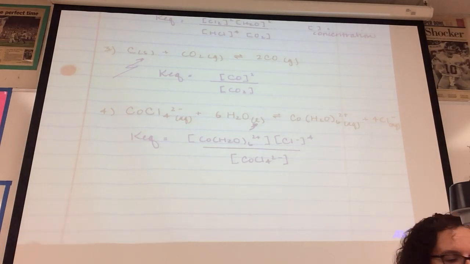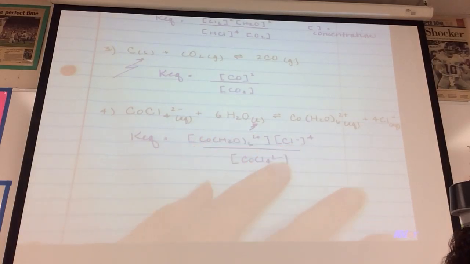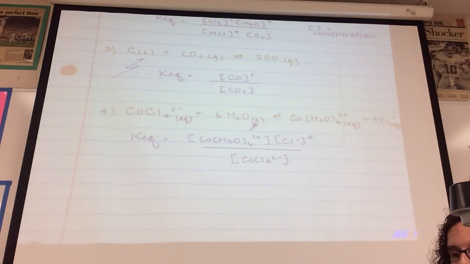All right, so you know how to write KEQ expressions, and now if given concentrations, the question will be, can you calculate the value of KEQ? And this is really pretty simple. You want to simply put the concentrations in. Make sure you know how to use your calculator. If you don't have one, you're welcome to borrow. Just make sure that the calculator you're comfortable with is the one that you use on the quiz.